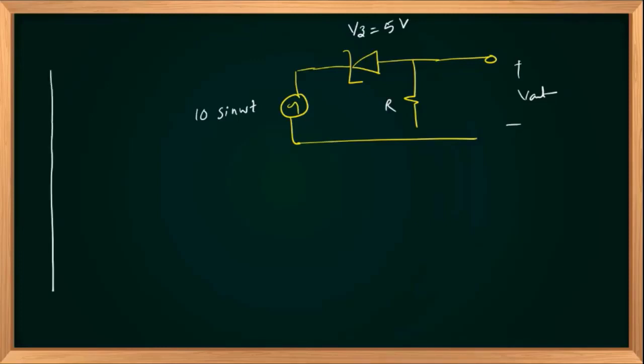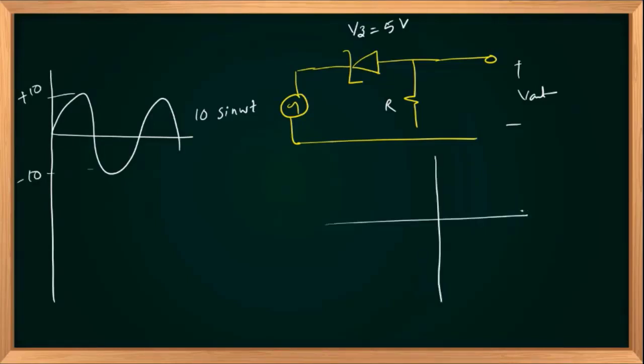You are asked to identify the output waveform for a given input waveform. It's a sinusoidal waveform oscillating between plus 10 and minus 10, 10 sin omega t. And you have to plot the transfer characteristics also. V out on the y-axis, V in on the x-axis. And the diode appears in series between the input and output, so we'll call it a series clipper, right? Again, before analyzing the circuit, we will open the diode.